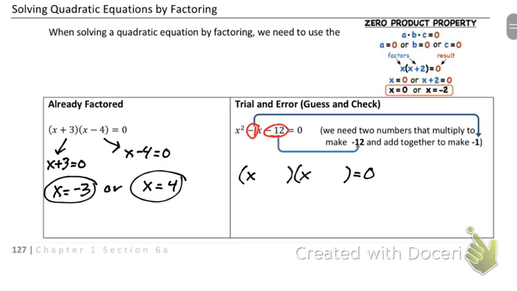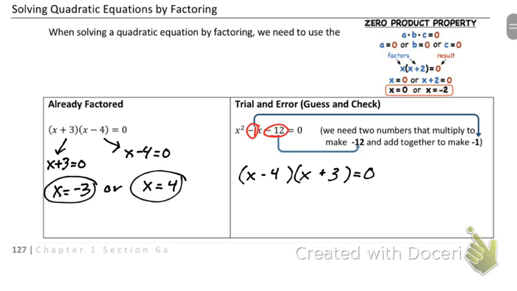Can anyone think of two numbers that when multiplied together give me negative 12, but when I add them together, they give me a negative 1? Joe? Negative 3 and 4? Negative 4 and 3. Yeah, negative 4 and 3.